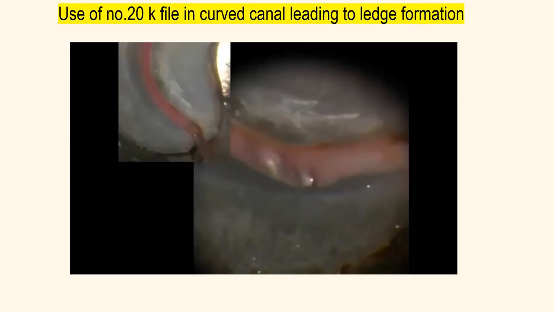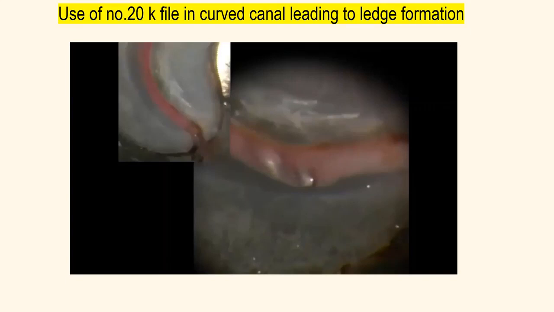It is not recommended to use a file size larger than number 15 because the flexibility of stainless steel instruments till number 15 size is sufficient to follow the anatomical curvatures. Beyond it, the instrument becomes stiffer and imposes its shape on the canal by deforming it. The file begins to deviate from the center of the canal, which can create a ledge or perforation.